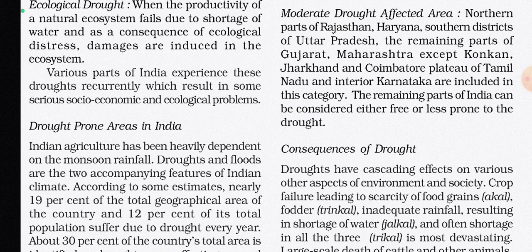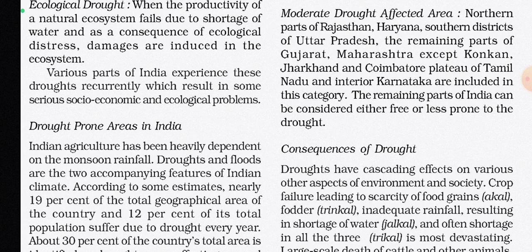Crop failure leading to scarcity of food grains is akal; scarcity of fodder is trinkal; inadequate rainfall resulting in shortage of water is jalkal. And often a shortage in all three, that is trikal, is most devastating. Large scale death of cattle and other animals. Because of drought, with a deficiency of water, everything gets stuck, meaning deaths of cattle and other animals will occur.